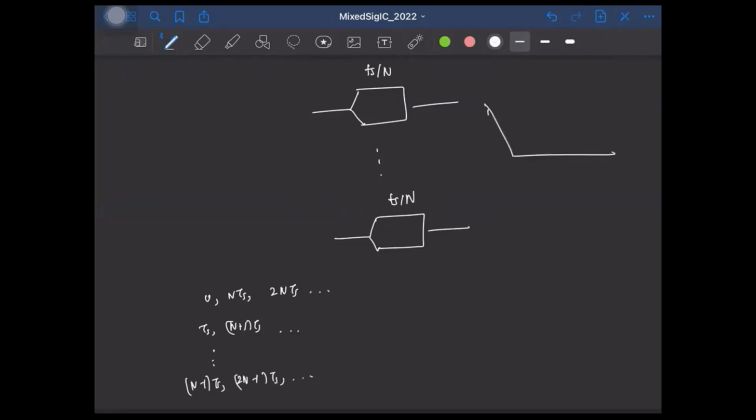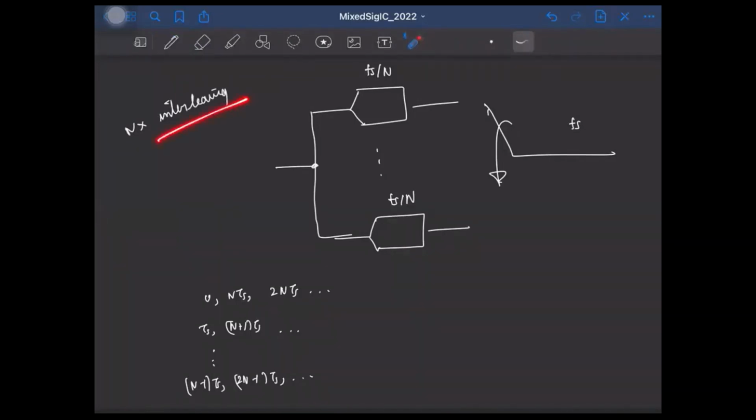So in this case, you can switch between all these n ADCs, and overall you can realize an ADC sampling at a rate Fs, right? And this is called Nx interleaving. This interleaving is a very popular technique that is used to realize a high-speed ADC. Okay, and in modern times, if you take any high-speed ADC, you will find that they use some kind of time interleaving.